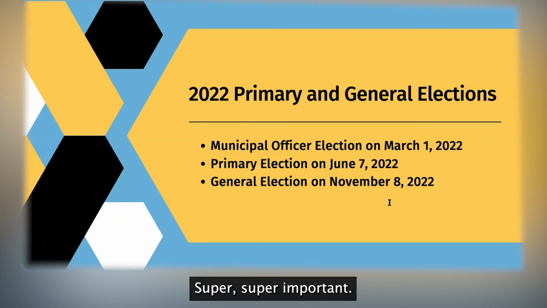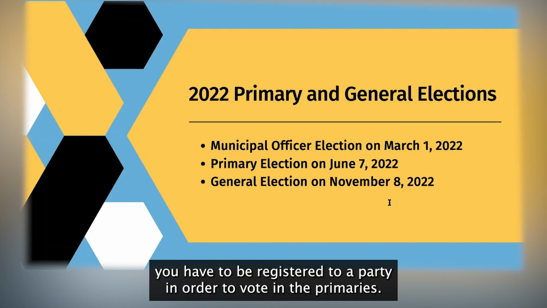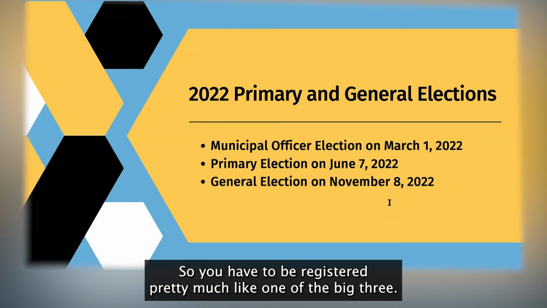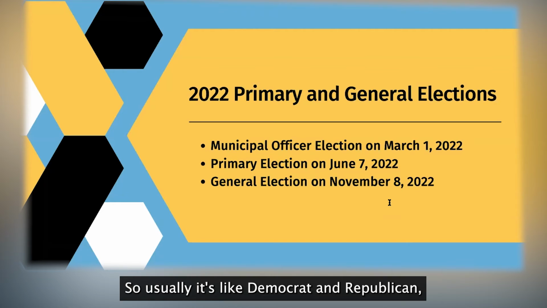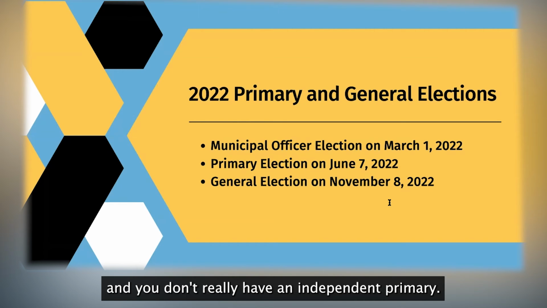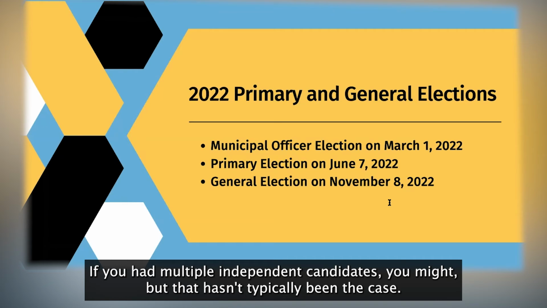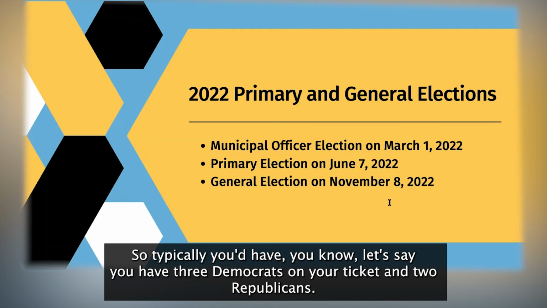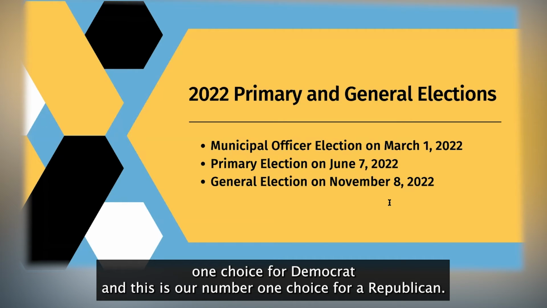Again, super, super important. We see reduced turnout here, partially because in New Mexico you have to be registered to a party in order to vote in the primaries. So you have to be registered pretty much with one of the big three, and generally it's the big two. So usually it's Democrat and Republican, and you won't really have an independent primary. If you had multiple independent candidates, you might, but that hasn't typically been the case. So typically, let's say you have 3 Democrats on the ticket and 2 Republicans. This is where you'd narrow down the field to say, this is our number one choice for our Democrat, and this is our number one choice for our Republican.